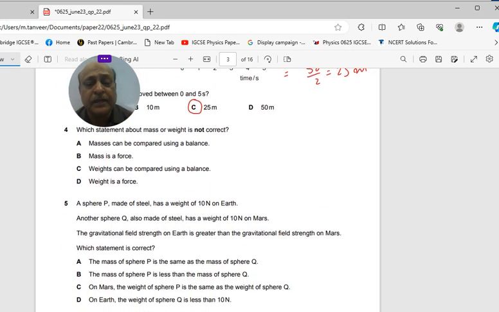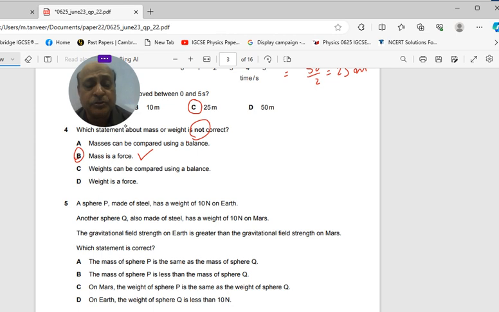Next question. Which statement about mass or weight is not correct? Remember this, is not correct. Mass can be measured by using balance. That is correct. Mass is a force. That is wrong. Mass is not a force. Weight is a force. Weight can be measured comparing with balance. Okay. Weight is a force. That's correct. So your correct option is B.